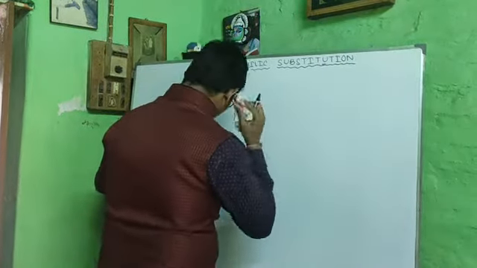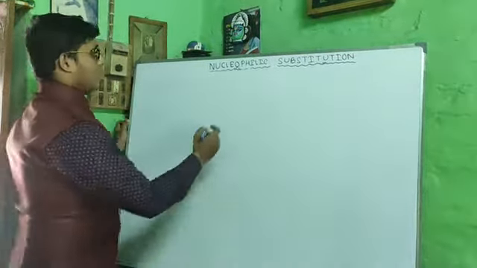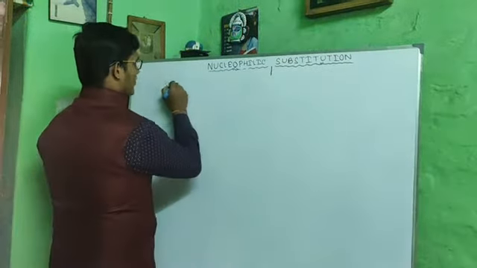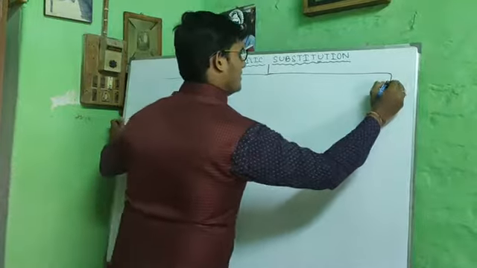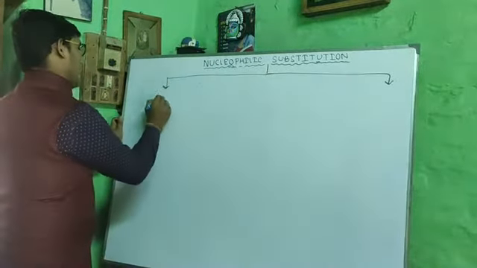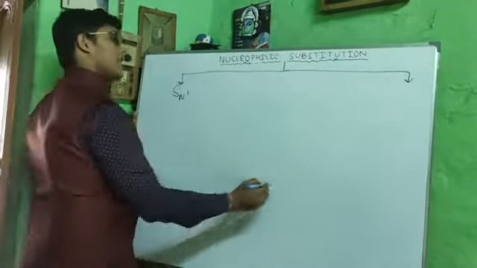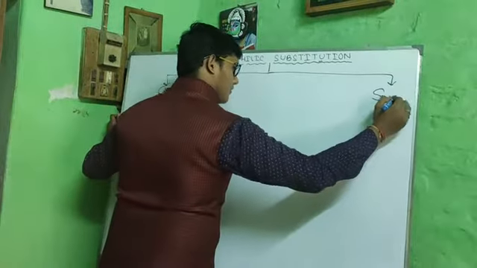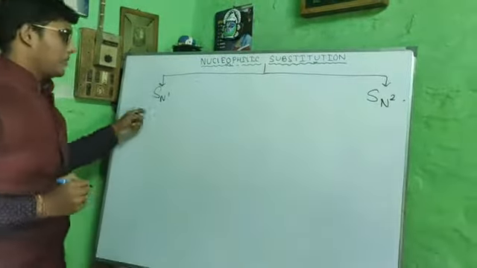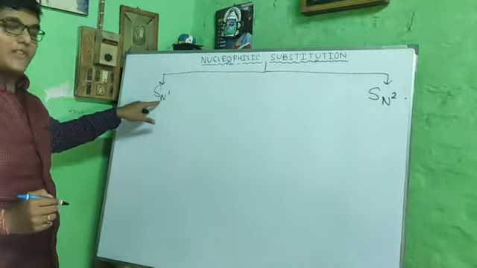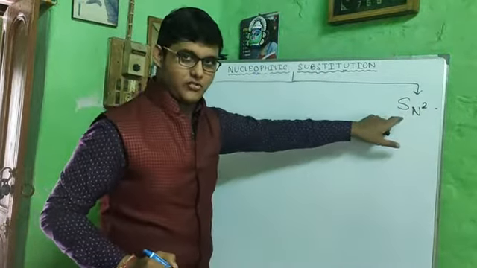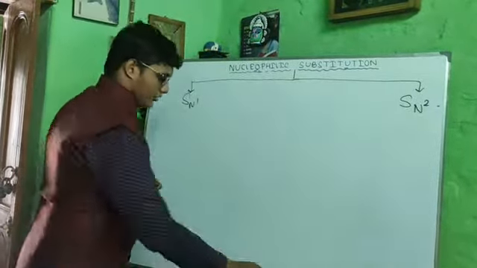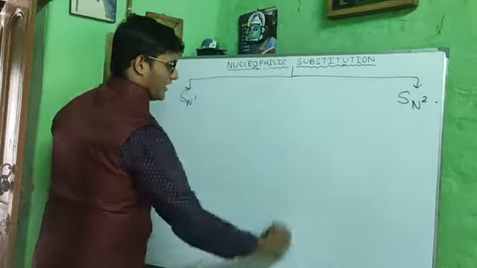So next, if we divide the nucleophilic substitution into two groups, two types, namely SN1 and SN2. So what is the full form of SN1? Unimolecular nucleophilic substitution reaction, and this is bimolecular nucleophilic substitution reaction. So let's compare these two.